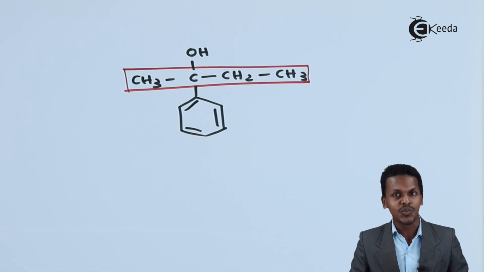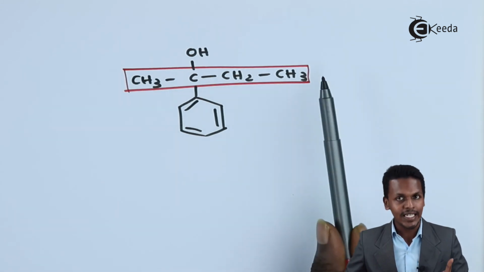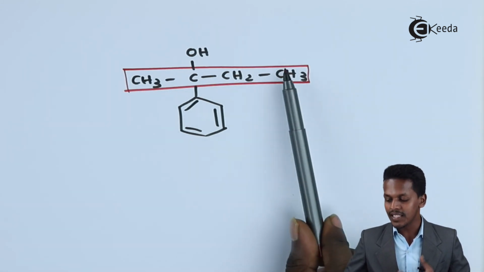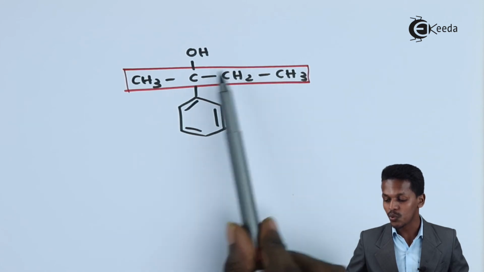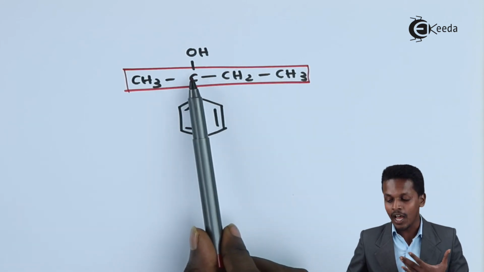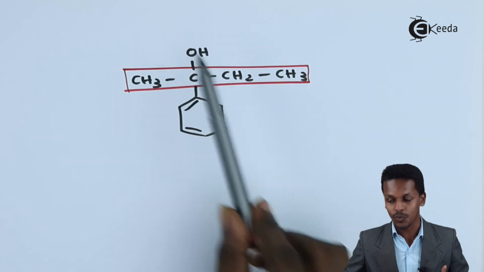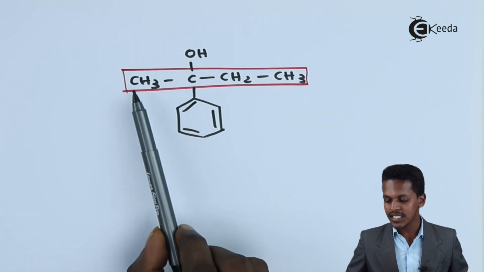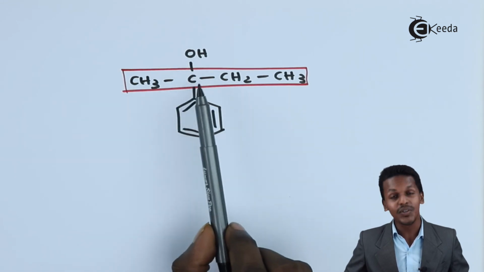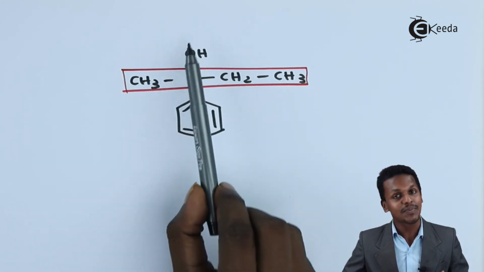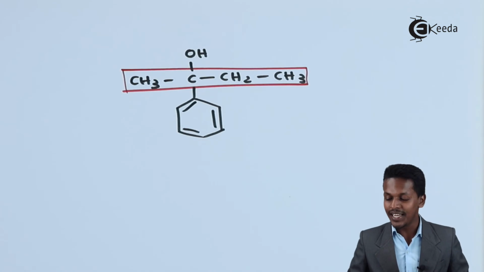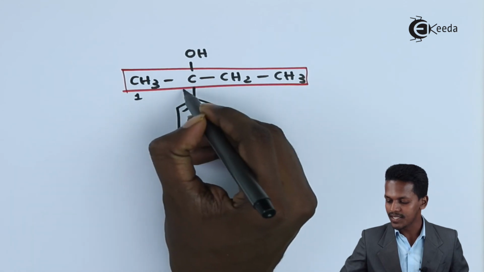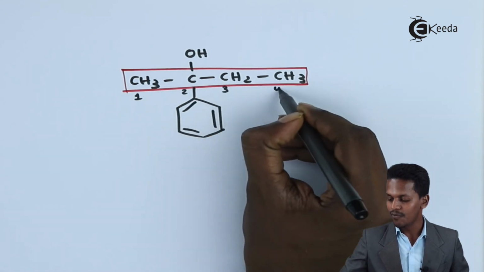And talking about the next rule that we have to follow, that is the numbering. If we number from this end, then this one would be carbon number 1, carbon number 2, carbon number 3. So at carbon number 3 we find the OH group. But what if we number from this end? Then this is carbon number 1, this would be carbon number 2, to which the OH group is attached. So the numbering should be done from this end. So this is carbon number 1, 2, 3, and 4.